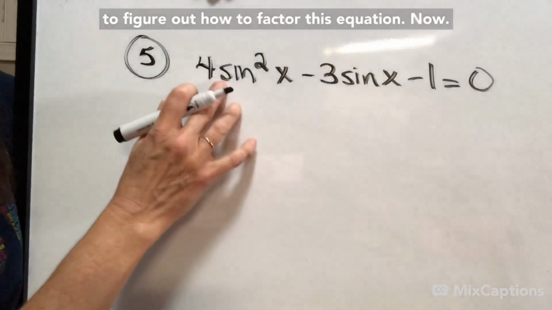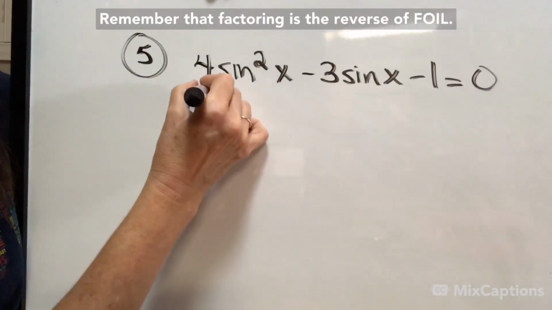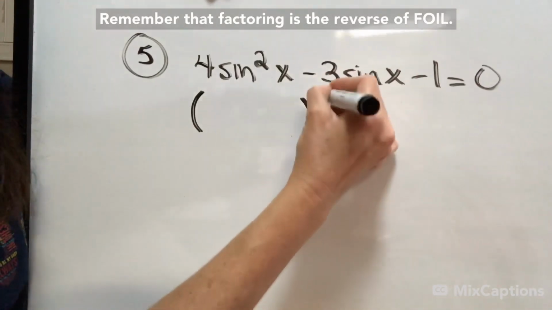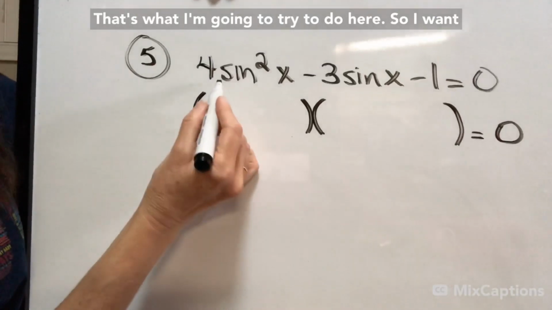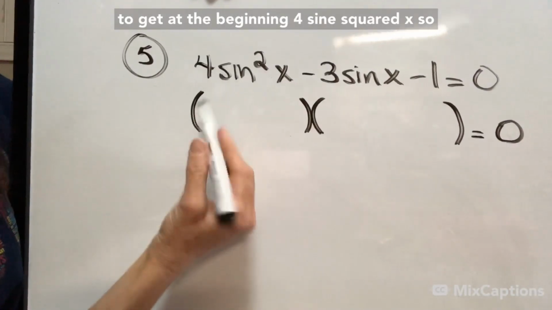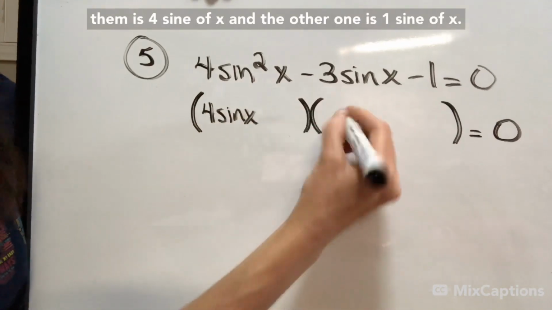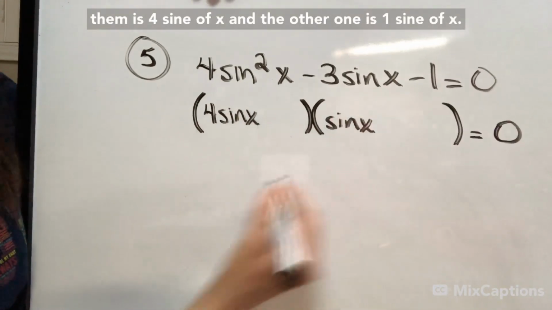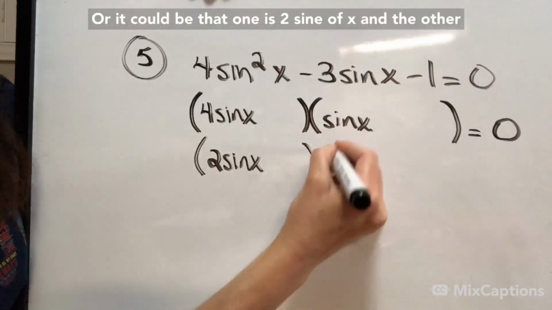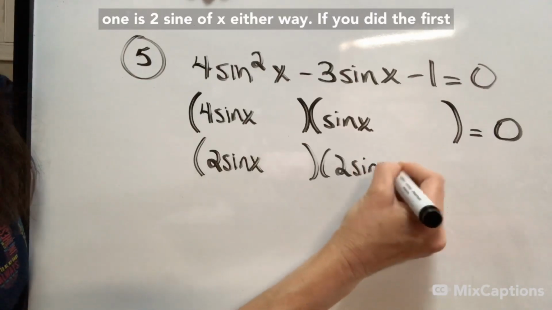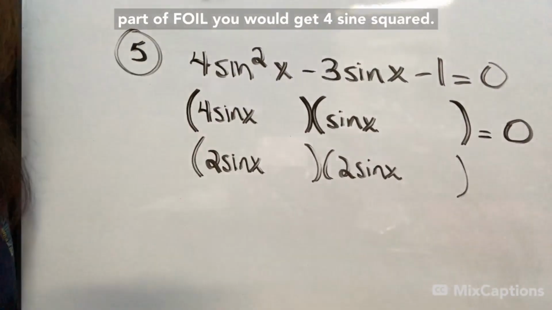Okay, so we have to figure out how to factor this equation. Now remember that factoring is the reverse of FOIL. That's what I'm going to try to do here. So I want to get at the beginning 4 sine squared x. So 2 things are possible. It could be that one of them is 4 sine of x and the other one is 1 sine of x. Or it could be that one is 2 sine of x and the other one is 2 sine of x. Either way, if you did the first part of FOIL, you would get 4 sine squared.